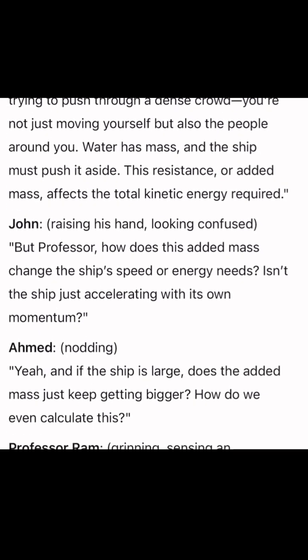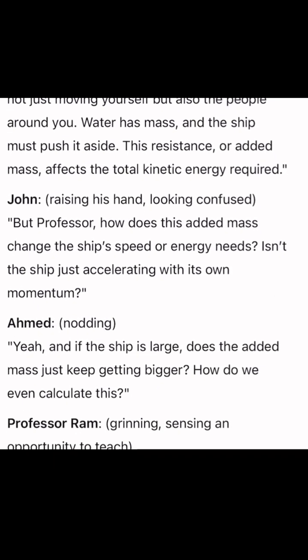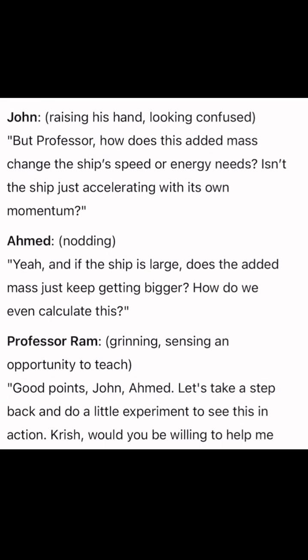Raising his hand, looking confused: But Professor, how does this added mass change the ship's speed or energy needs? Isn't the ship just accelerating with its own momentum? Yeah, but if the ship is large, does the added mass just keep getting bigger? How do we even calculate this?